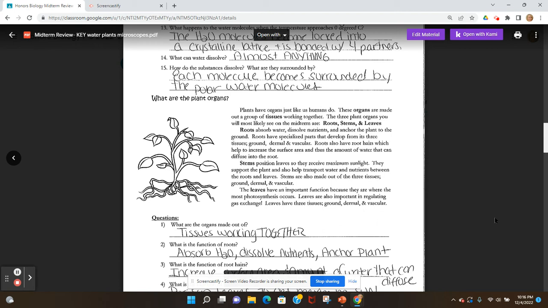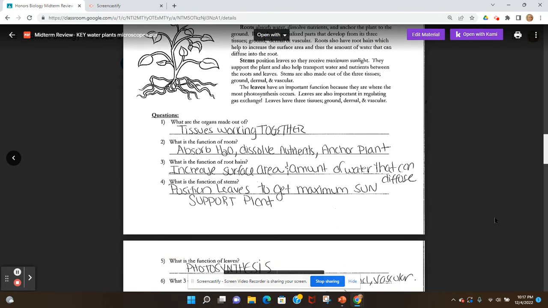The leaves have an important function because they are where the most photosynthesis occurs. Leaves are also important in regulating gas exchange. Leaves have three tissues: ground, dermal, and vascular. What are the organs made out of? Tissues working together.